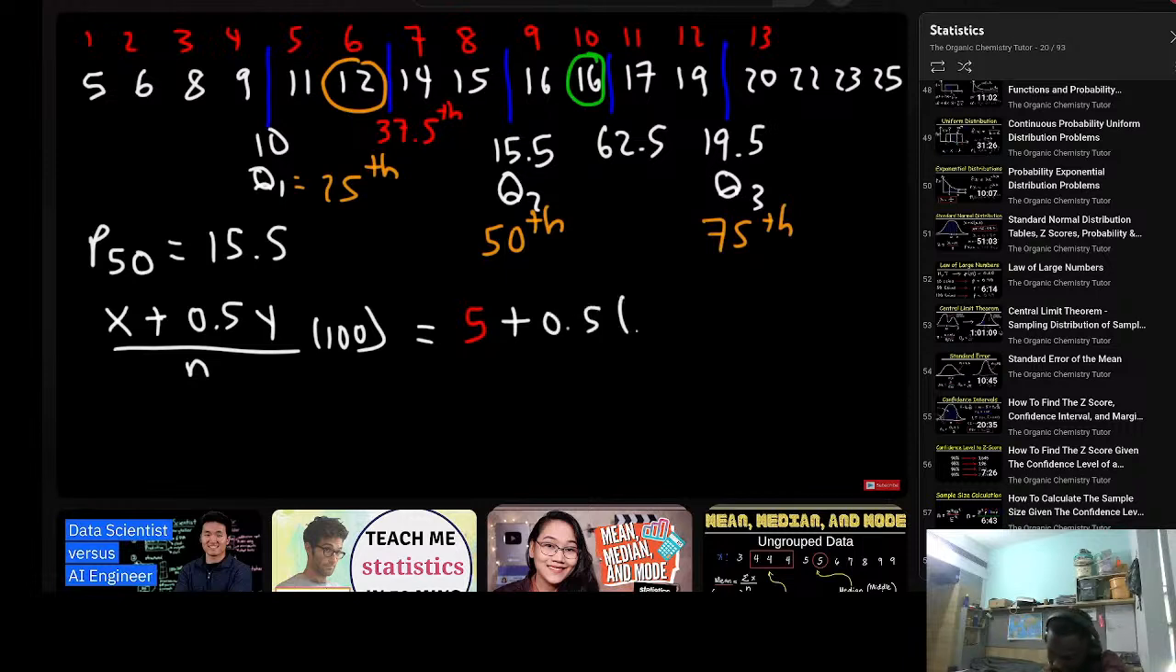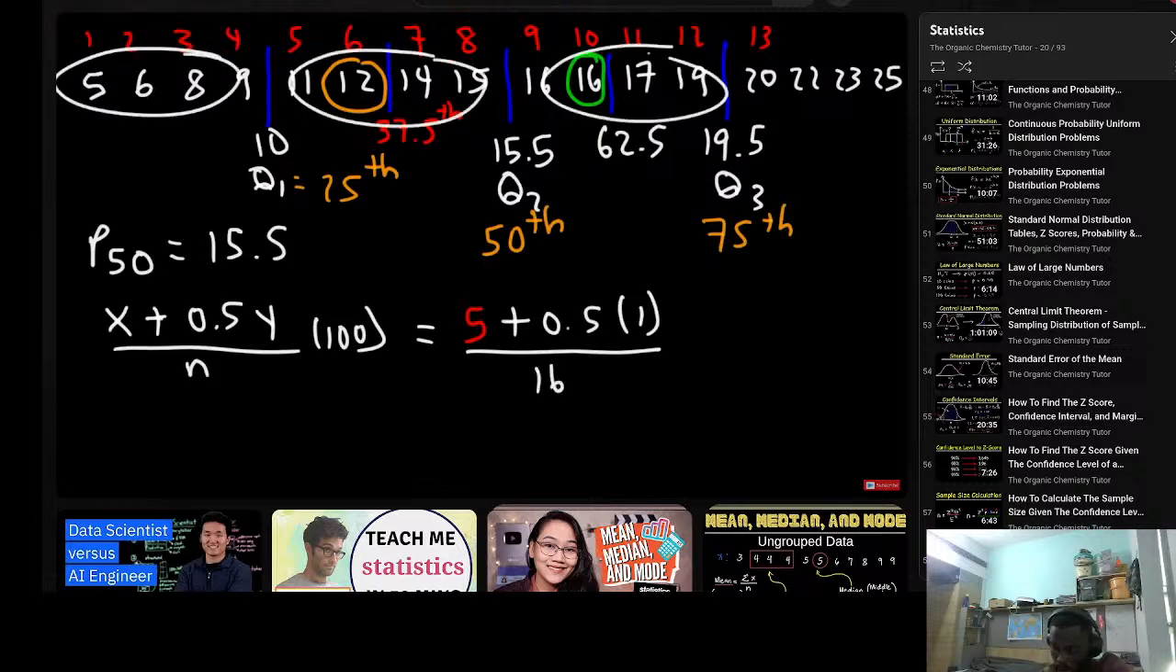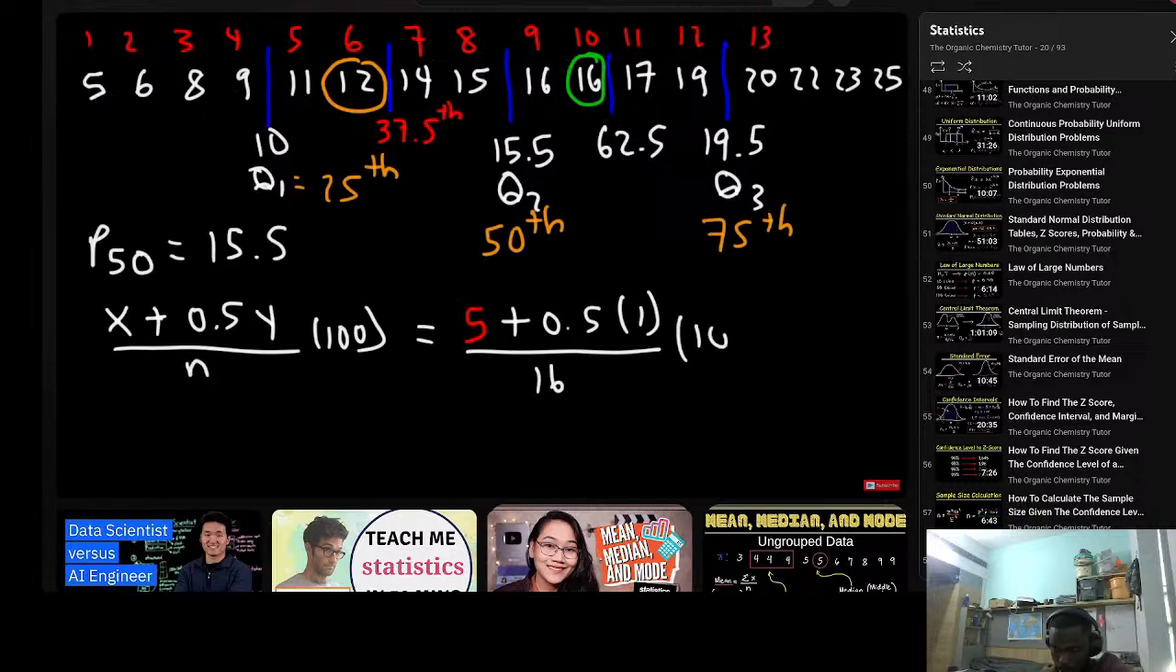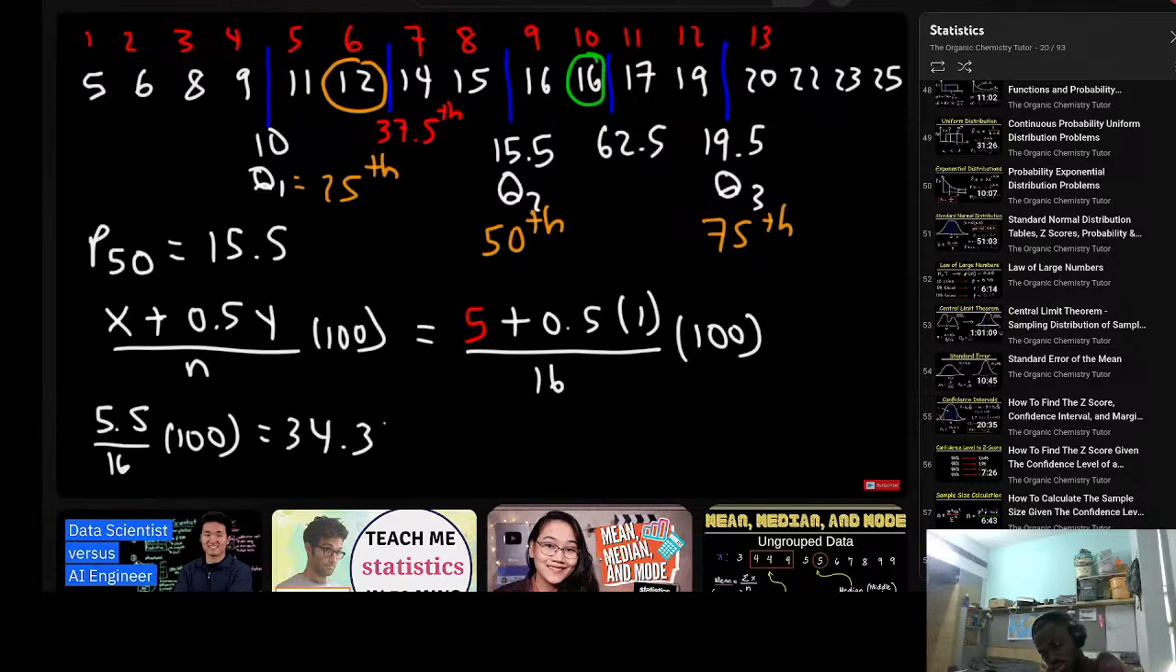Y is the number of times this number appears. There's only one 12, so y is going to be 1. If there were 2 12s, y would be 2. Now, n is the number of numbers in the list. We know we have a total of 16 numbers. We got 4 in each quadrant. And then we're going to multiply everything by 100. So this is basically 5.5 divided by 16 times 100. 5.5 divided by 16 is 0.34375. So times 100, this is 34.375.